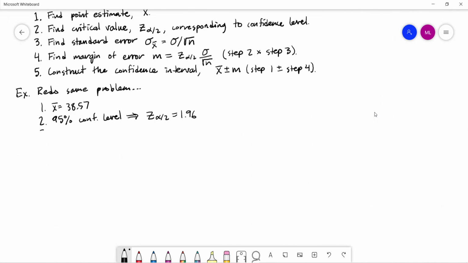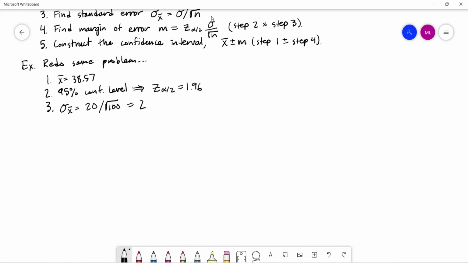Step number 3, we need to find our sigma x bar, and it's simply what we did a minute ago, right? It's sigma over the square root of n. Sigma would have been given in the problem. It was 20 over the square root of 100, and this is where we got 2 a minute ago. Step number 4, the margin of error is simply 1.96, the result of step 2, times 2, the result of step 3, 3.92. And the last step, 5, for our confidence interval, we get x bar plus or minus m.